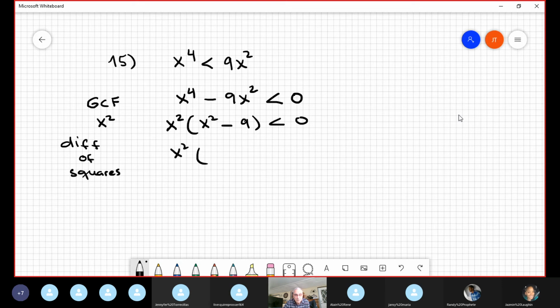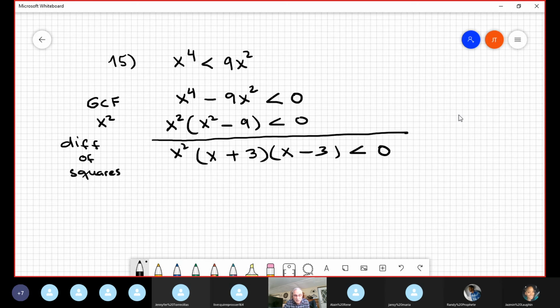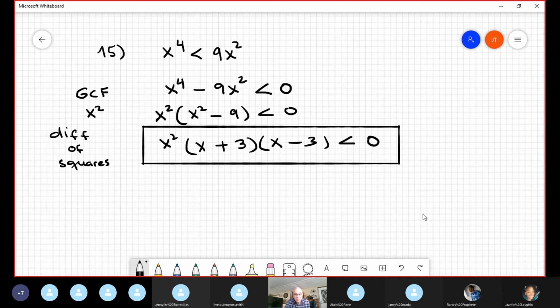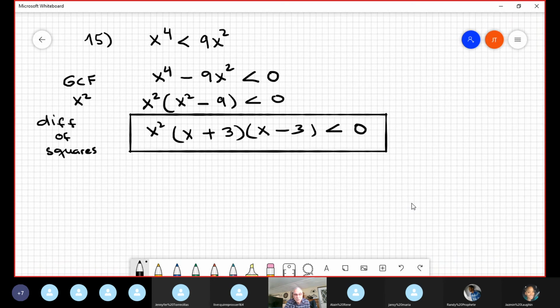x squared minus 9, you break it down into 2 factors: x minus 3 and x plus 3. Okay, ready. This is now my new inequality. By the way, it is equivalent to the original, and also it's easier to understand. Okay. Everyone follow me? Everyone understand this idea?